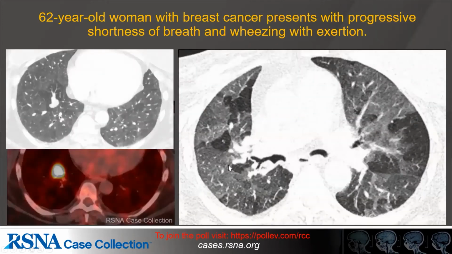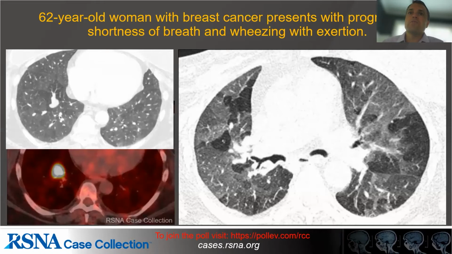So let's start off with case 1. This is a 62-year-old woman with breast cancer, and she presents with progressive shortness of breath and wheezing with exertion. We have an axial inspiratory CT on the top left, and then we have an expiratory CT on the right, as well as a dotatate PET scan in the bottom left.